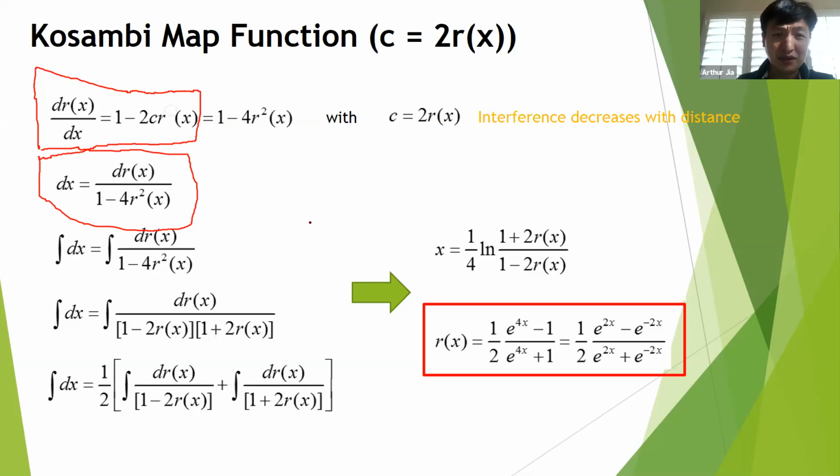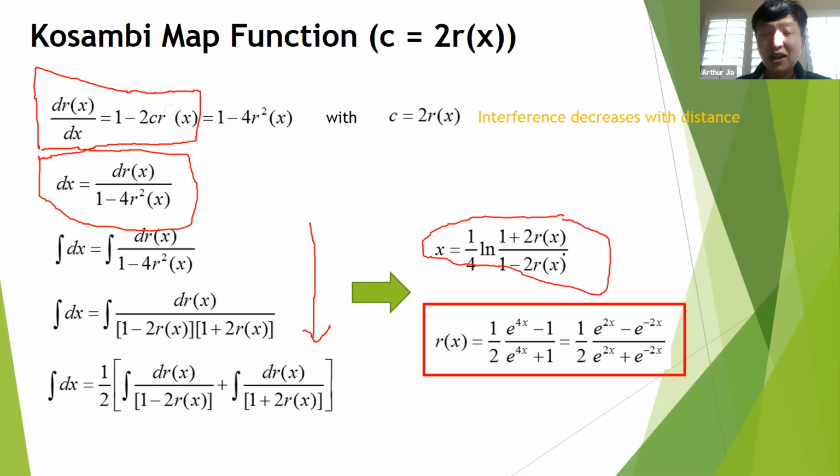And then, if you follow this flow and do a little bit of algebra, you can end up with this. Because we want to describe the function of Rx, if you rearrange this formula, you're going to end up with this. So this is another famous map function, the Kosambi function. Any questions?